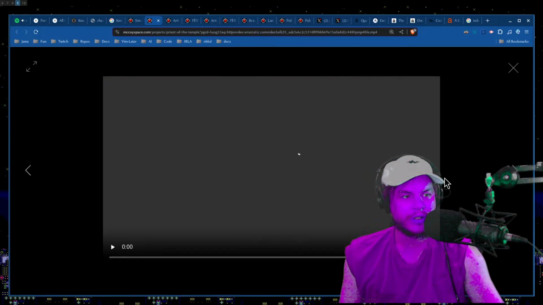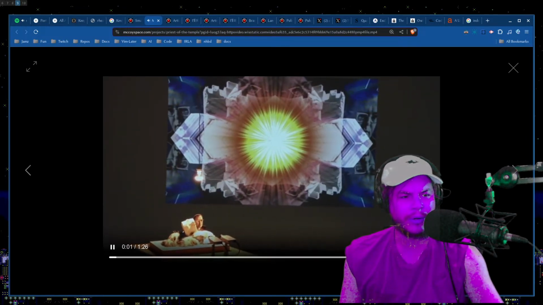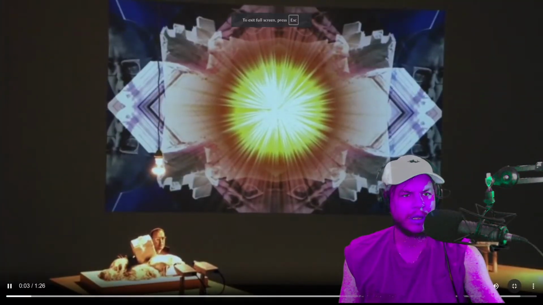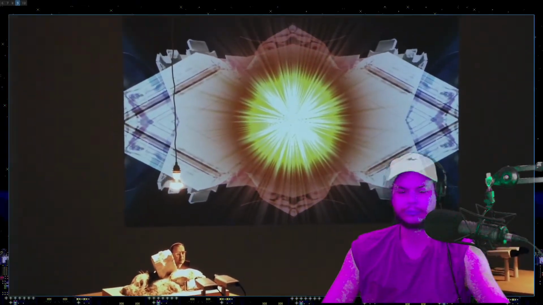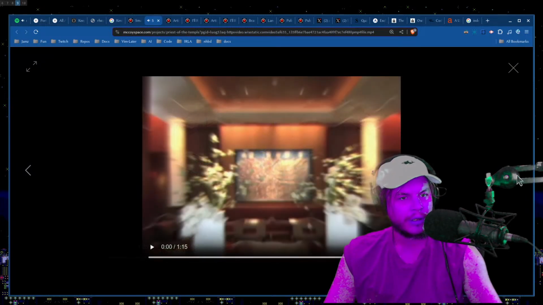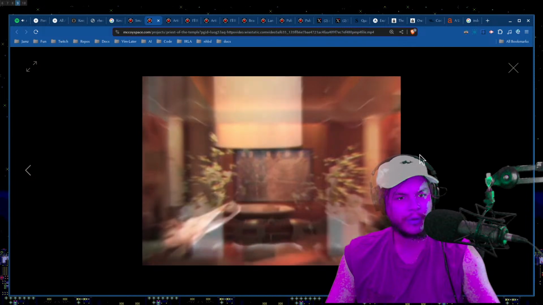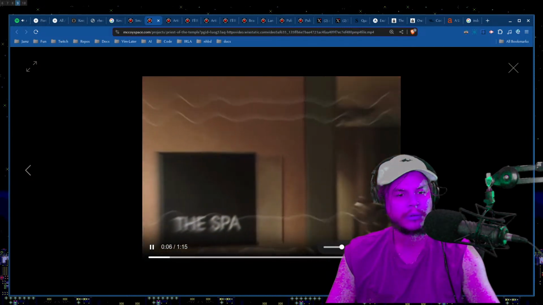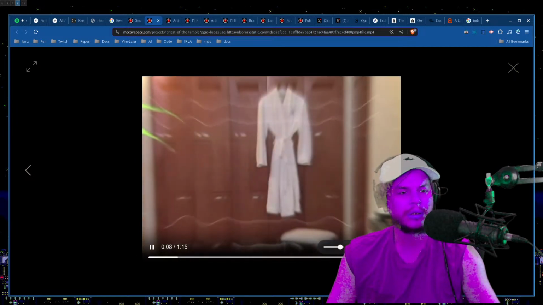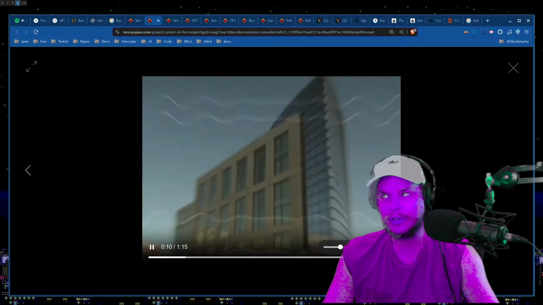Installation with live cameras. Do I got a little video here? Yes, we do. Well, I got music too, actually. I'm mixing music is the problem. But cool. Whoa. This is what the hotel offers.